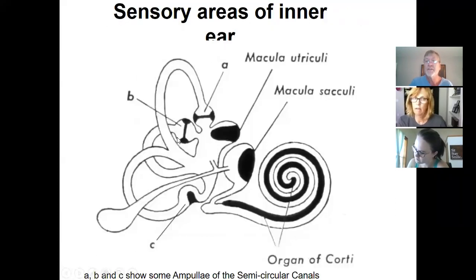Ototoxic drugs that affect the vestibular system? Yes. They affect the hair cells? Yep, correct. Exactly like what would happen in the cochlea. Yep, streptomycin tends to affect balance as well as hearing.